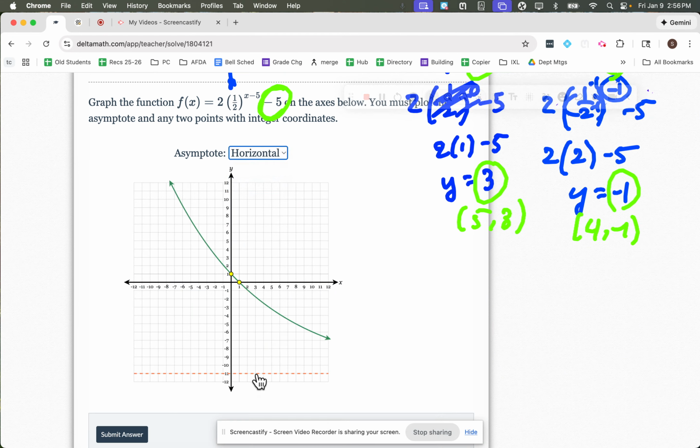Horizontal asymptote, negative 5. First point is (5, 3). Second point, (4, negative 1).